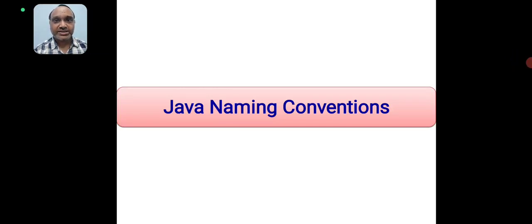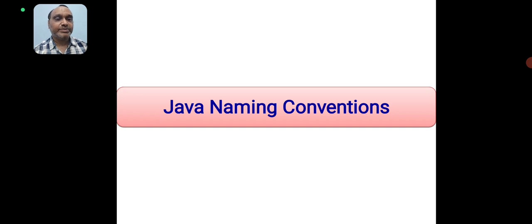In the previous sessions, we have discussed object-oriented programming concepts related to Java. So that is, we have discussed classes, objects, data abstraction, data encapsulation, message passing, inheritance, and polymorphism. These are called OOP concepts, object-oriented programming concepts. Now in today's session, we are going to discuss Java naming conventions.